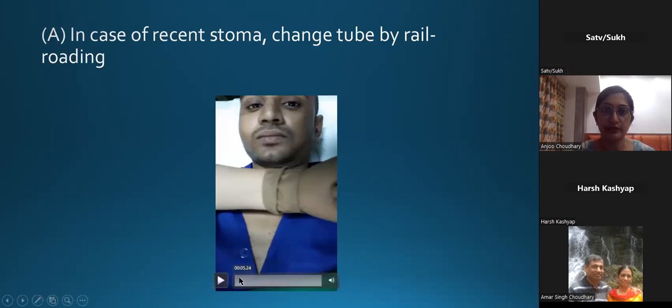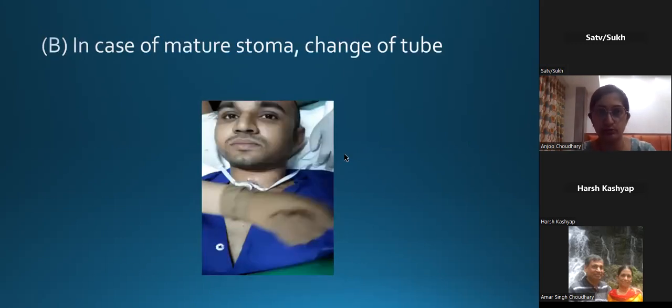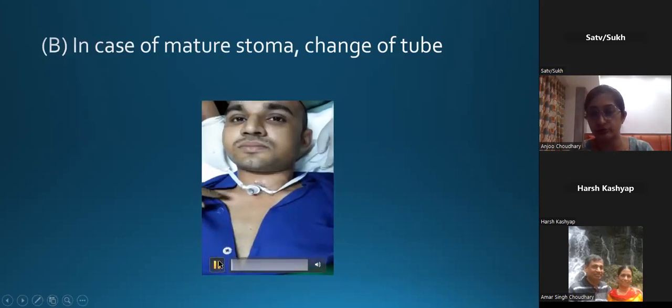This is more for ENT surgeons, so I would not talk of changing by railroading. Your patients will usually have a mature stoma. Then you will be able to change the tube by this method.